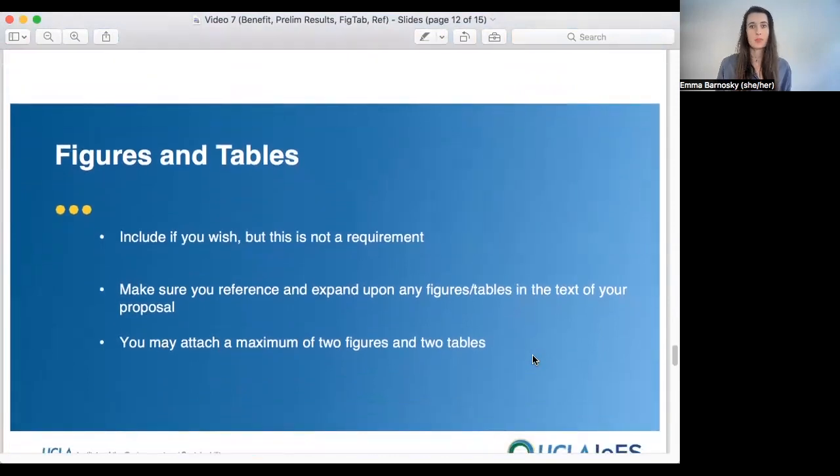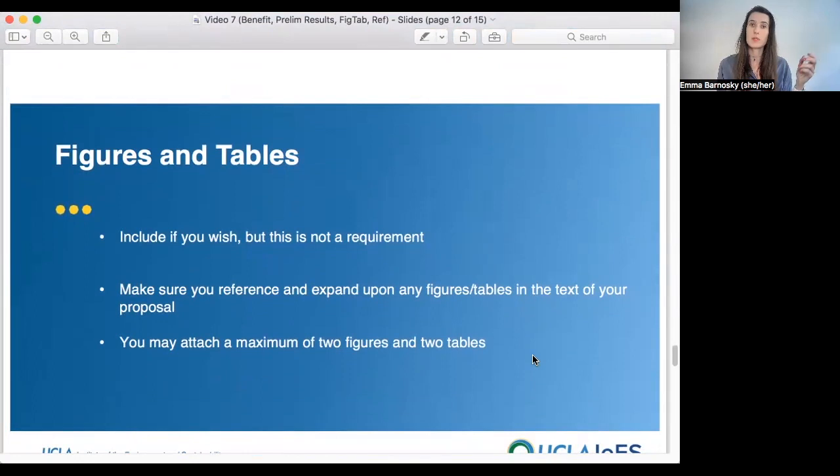The next piece I'll just briefly mention is the figures and tables section. You may include figures and tables for any of the sections of this grant. It's absolutely not a requirement. However, if you do include figures or tables, it's really important that you reference and expand upon these figures and/or tables in the text of your proposal, whichever section you include them.